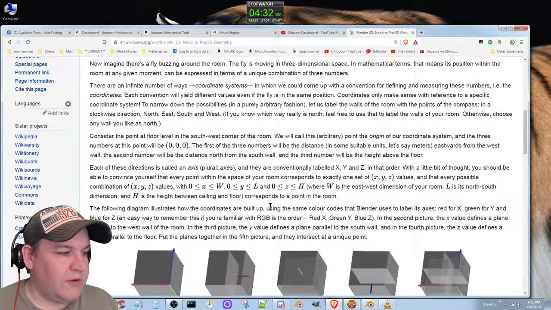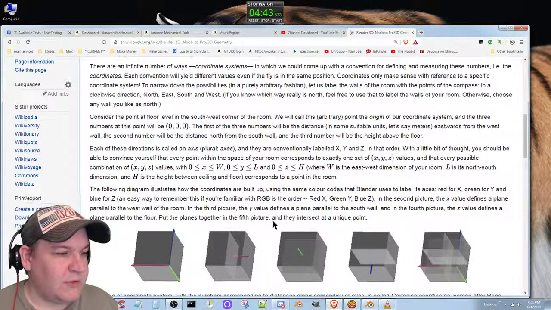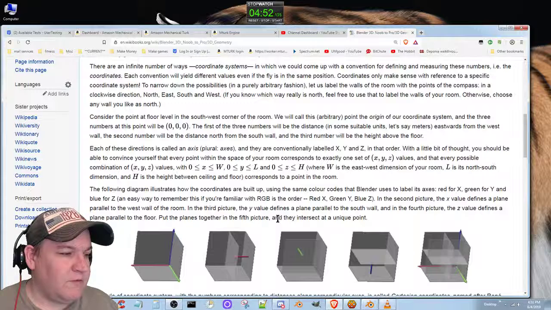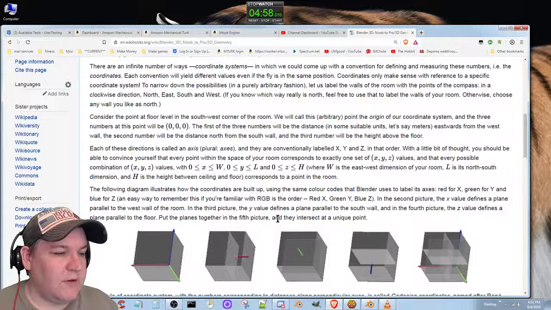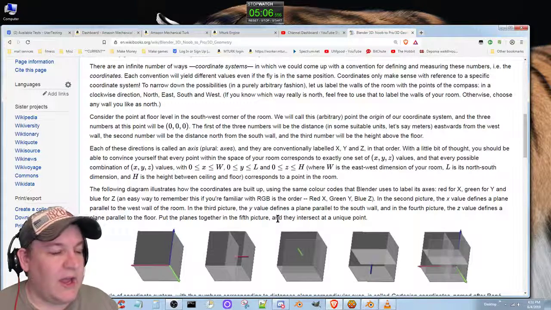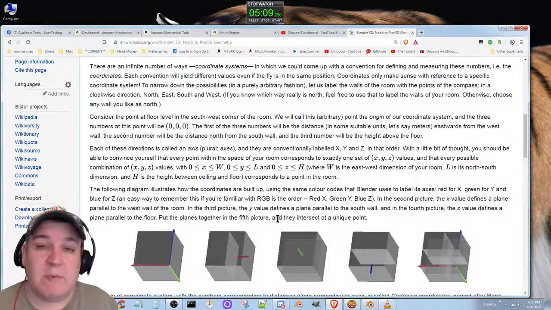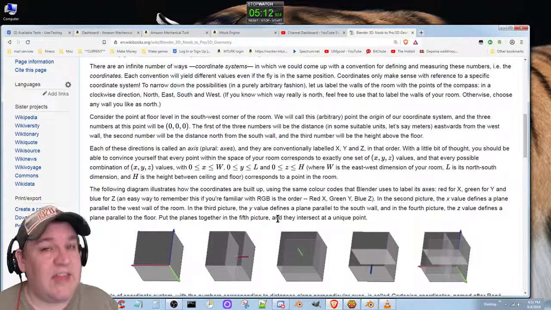Consider the point at floor level in the southwest corner of the room. We will call this arbitrary point the origin of our coordinate system, and the three numbers at this point will be 0, 0, 0. The first number will be the distance in some suitable units, let's say meters, eastwards from the west wall. The second number will be the distance from the south wall. And the third number will be the height above the floor. Each of these directions is called an axis, or plural axes. They're conventionally labeled X, Y, and Z.